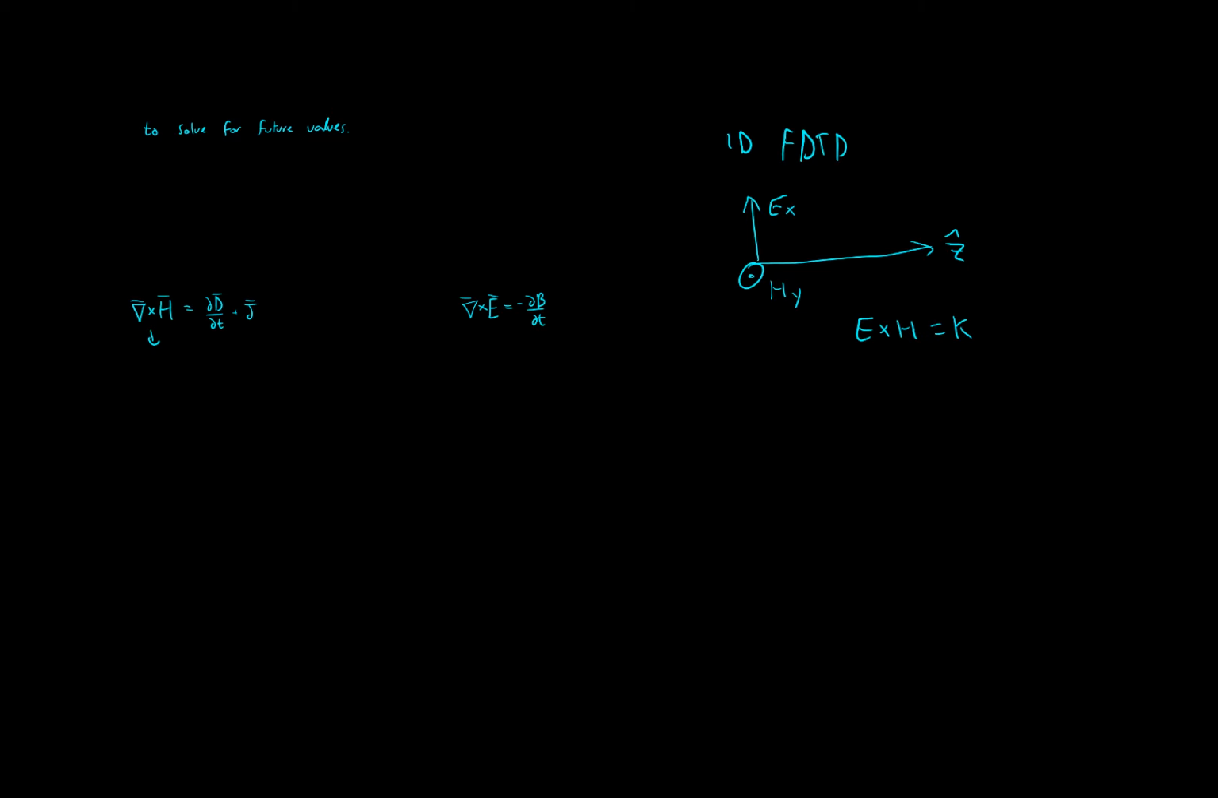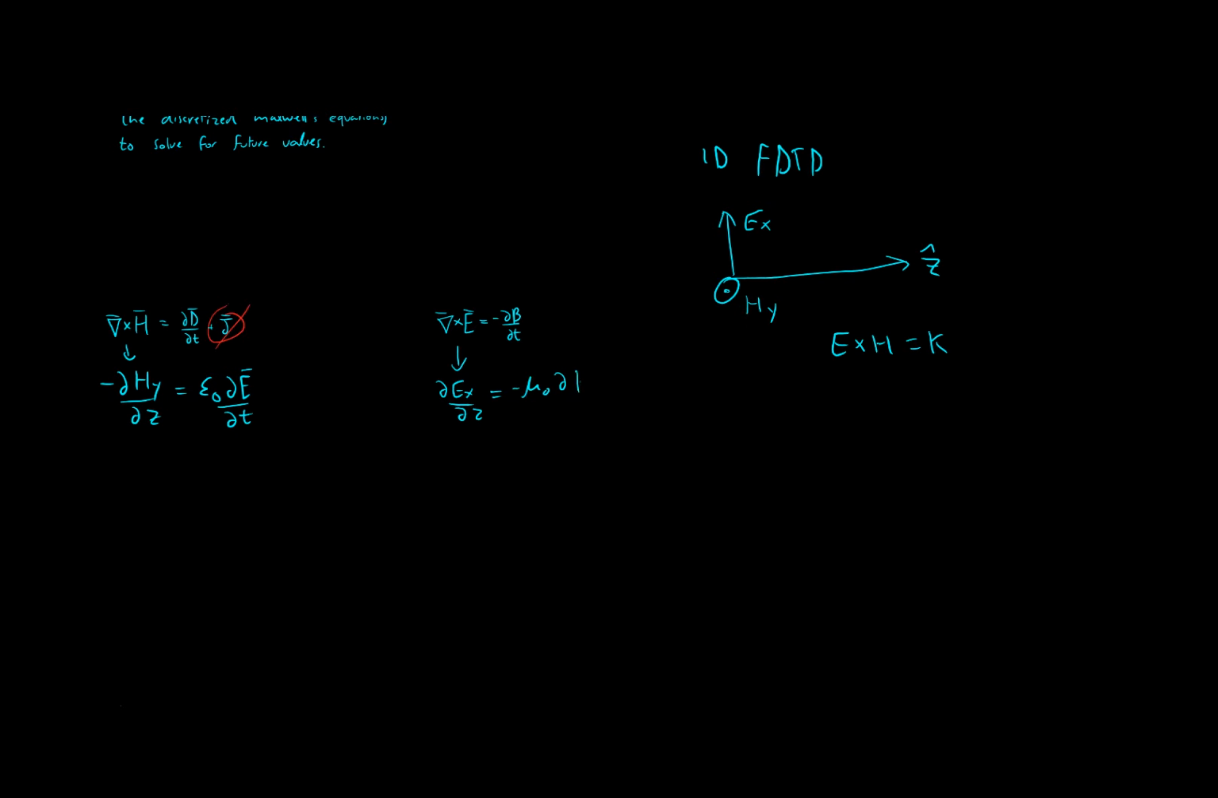Because of this, the curl of H becomes the negative derivative of Hy with respect to z. We can go from flux to electric field by multiplying by epsilon naught. And J, we're actually going to ignore for now and come back to later. Now, we can do the same thing for the curl of E, which, since we have only Ex, becomes dEx by dz is equal to negative, and if we want the magnetic field, we need to multiply by mu naught, dH by dt. Okay, so we have these two.